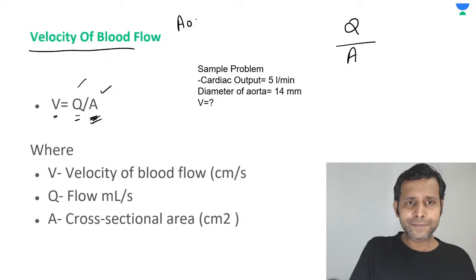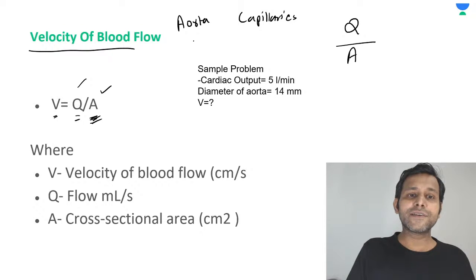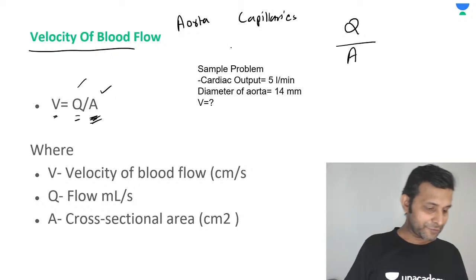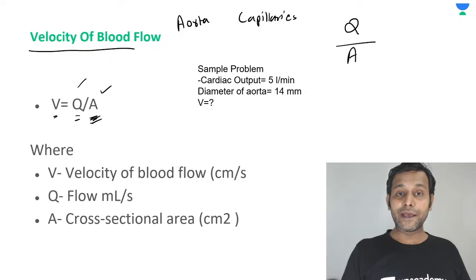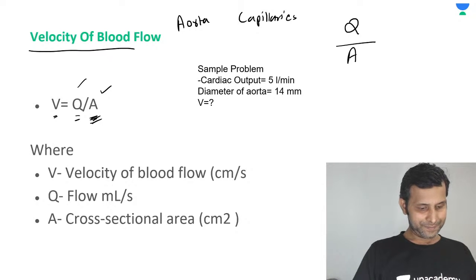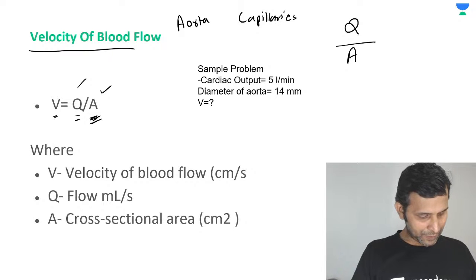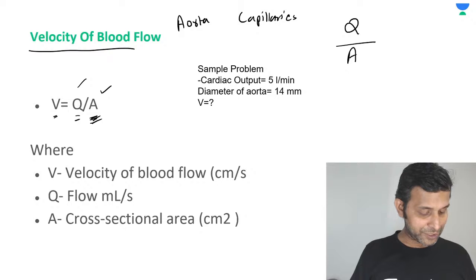Among aorta and capillaries, which has a larger cross sectional area? I am just asking one question to all of you. Among aorta and capillaries, which one has a larger cross sectional area?